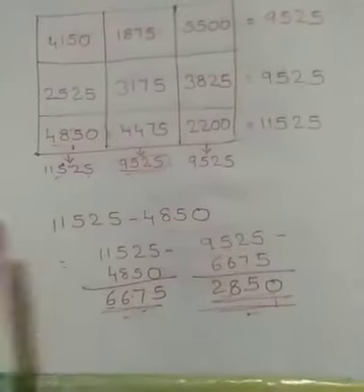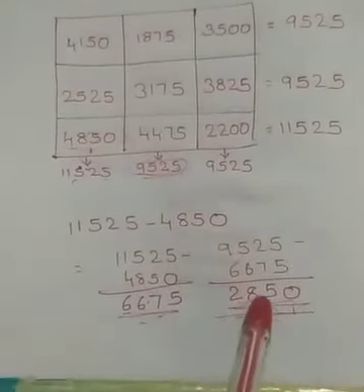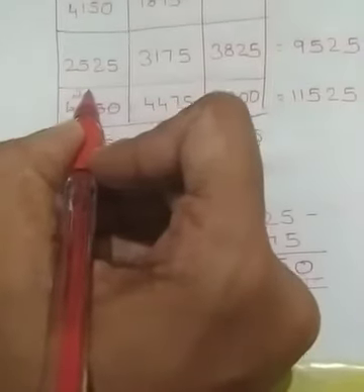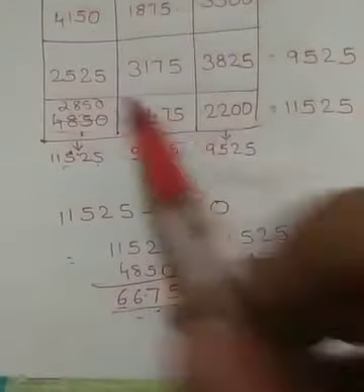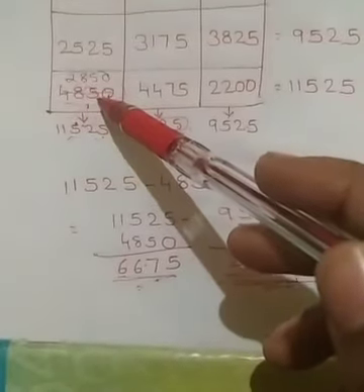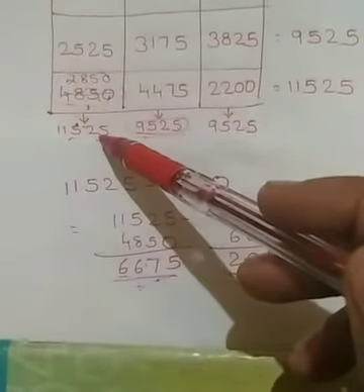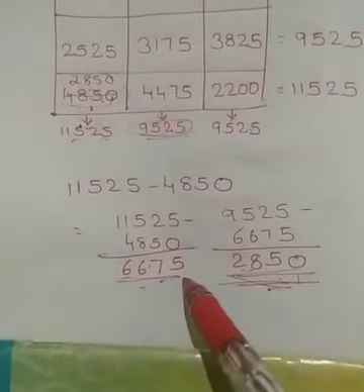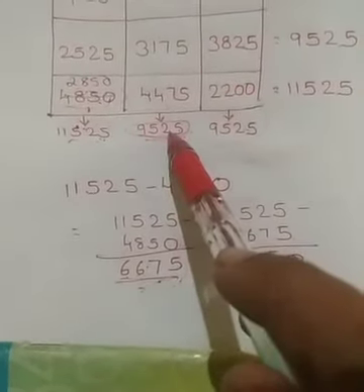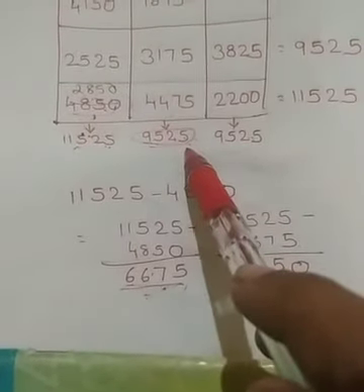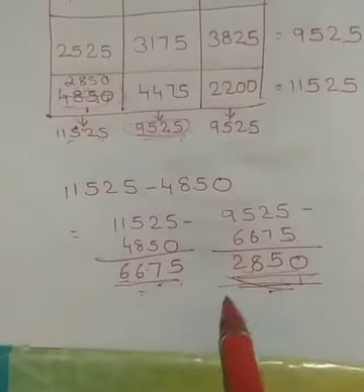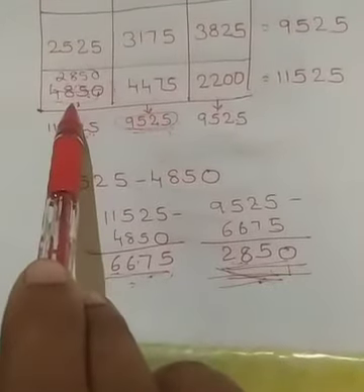Okay, when we replace 4850 with 2850, our magic square becomes correct. 2850. This is the correct magic square. First, we subtract the incorrect number from the incorrect sum. Okay, this is the first step. Then we got an answer. Second step is, this answer is subtracted from the correct sum. Correct sum is 9525. 9525 minus 6675. Then we got an answer. This answer is the correct number in this magic square.